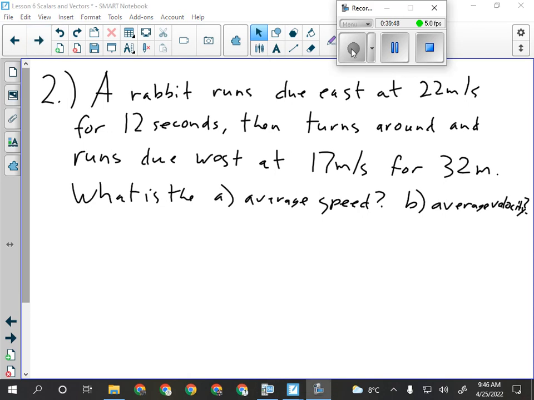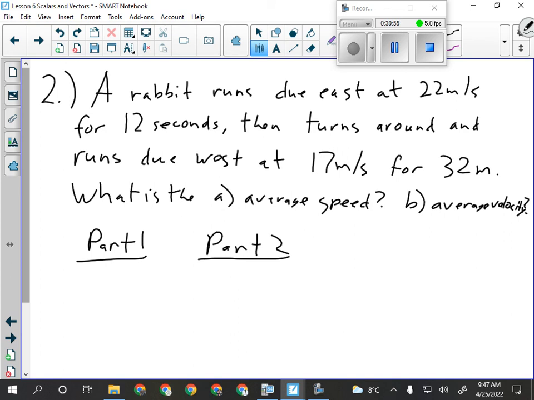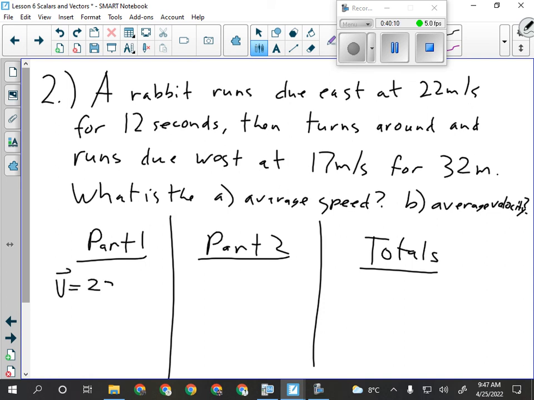All right, so same as the first one, we want to break this up into the two parts. We got part 1, okay, we got part 2, and then we got our total. Okay, in part 1, the rabbit runs at 22 meters per second east. So they gave us a velocity. It could also be a speed if we take the east off and assume that this was a straight line, which it doesn't give us any reason not to think. Okay. And it does that for 12 seconds.